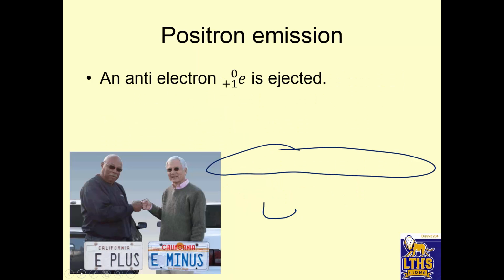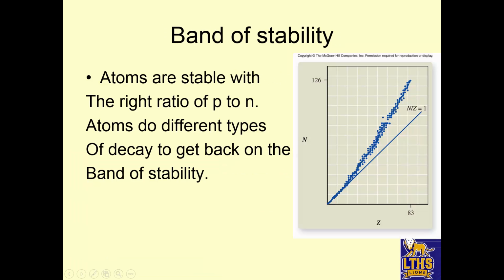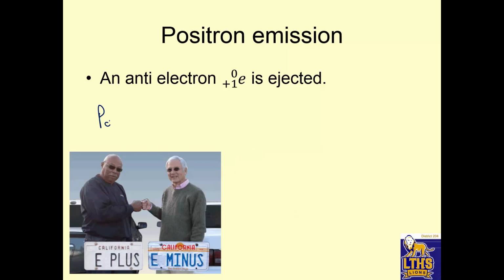Positron emission. An anti-electron, which is a positron, is ejected. If I had to make one up, let's say I've got polonium 210. Polonium from the periodic table is 84, and it does positron emission. Positron emission is 0, +1 e. So 210 equals 0 plus something, 210, and something plus 1 equals 84. That's 83, and number 83 is bismuth. And that's pretty much positron emission.